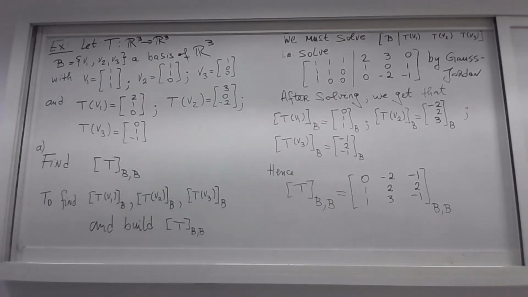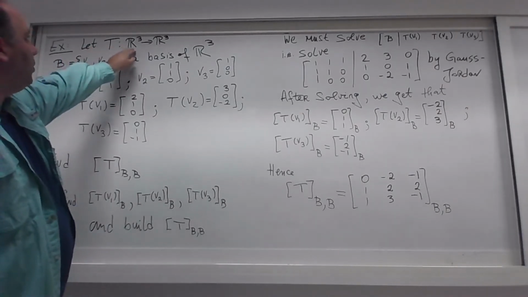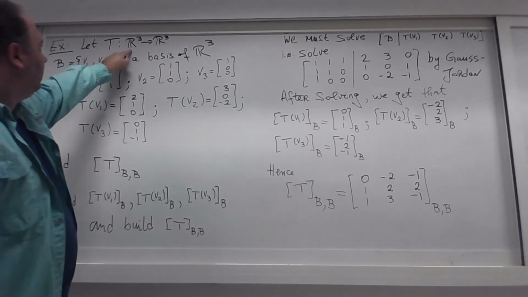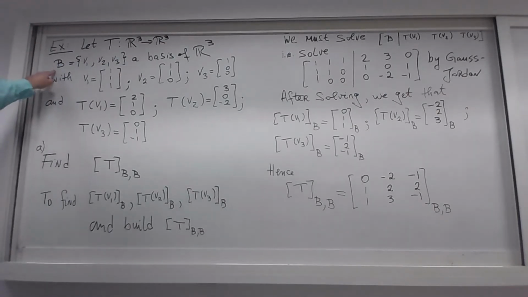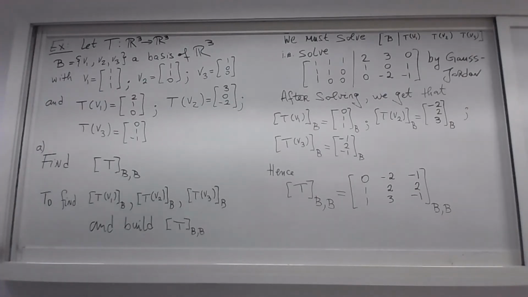Here is an example. How do we apply all this? Let's see how it works. It's a little bit long, but it's not complicated at all. It's simple. So we have some linear transformation from R3 to R3. It's called a linear operator because the input space and the output space are the same. And we are given a basis B of R3 with these three vectors that are linearly independent. And also we are given the image of each basis vector under the action of the linear operator T.